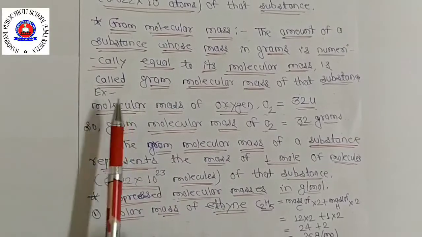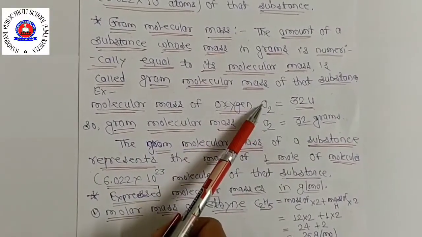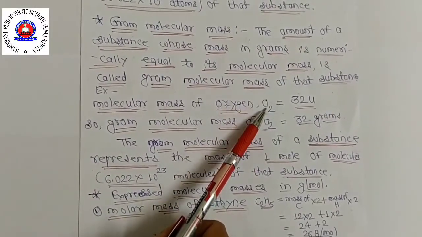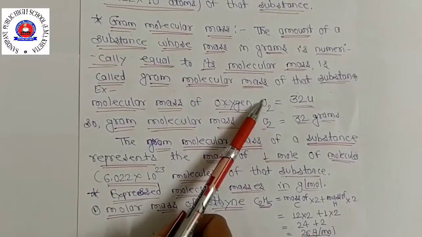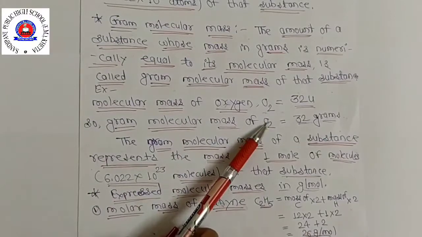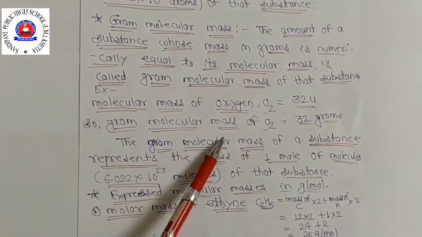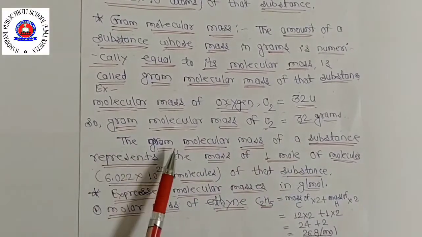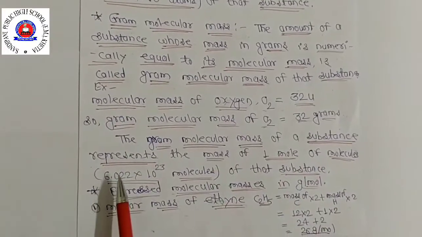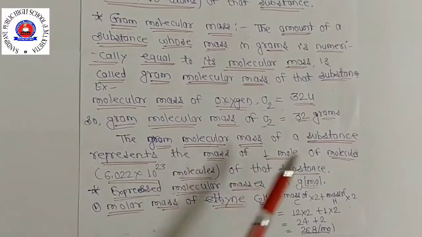For example, molecular mass of oxygen molecule is 32, because one oxygen atom is 16 and here there is 2, which means this is a molecule, so that is 32 unit. So gram molecular mass of oxygen molecules is 32 grams. Clear this one? So the gram molecular mass of a substance represents the mass of 1 mole of molecules, 6.022 multiplied by 10 raised to power 23 molecules of that substance.